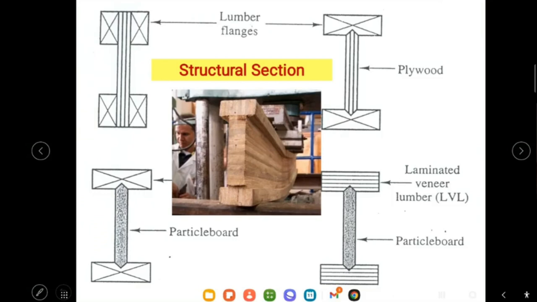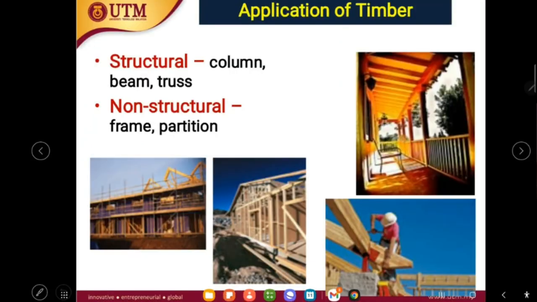Okay, so for the structural sections, this is also a glulam section. This resembles the I-section, the mild steel section. So you can use, for example, boards glued together to make a section, or you have particle board glued here, which makes it similar to this. No matter how you do it, for example, with particle board here and also laminated veneer, all of this is considered glulam, because we glue them together.